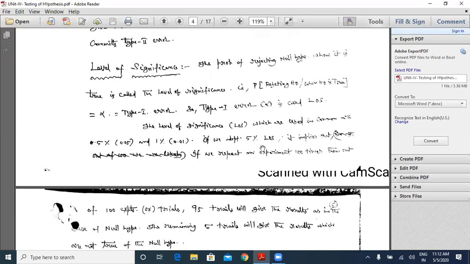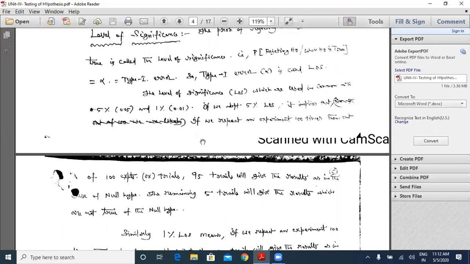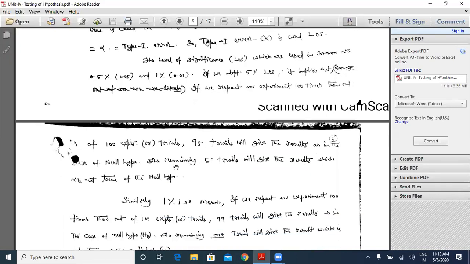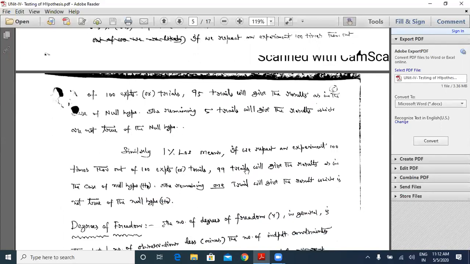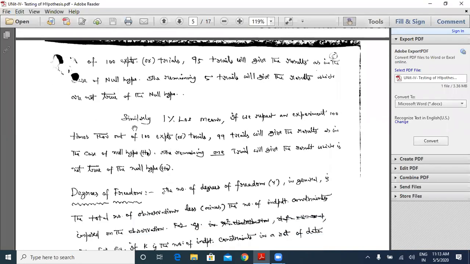If you adopt a 5% LOS, it implies that whatever you assume in the statement, if you repeat that experiment 100 times, 95 times it is true as you assumed, and only in 5% there may be any deviation. Similarly, 1% means that if you conduct 99 trials out of 100, then whatever you assumed in the hypothesis, 99 times it will give the same result, and there is only 1% deviation. That is the meaning of that. Generally, alpha will be taken as 5% or 1%.